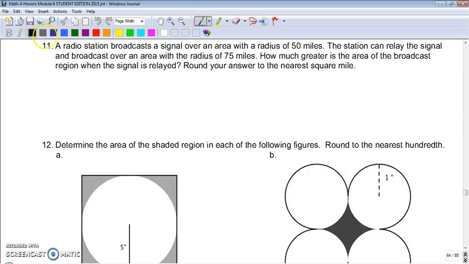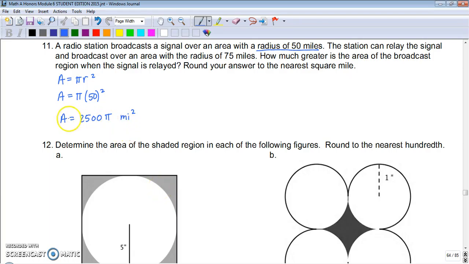And so we're going to be finding the area of essentially two circles. The first one is the area of a circle with a radius of 50. And as we did with the previous pages, we're primarily relying on area equals pi r squared. So plug in, they give us the radius. So the area is 2,500 pi square miles.